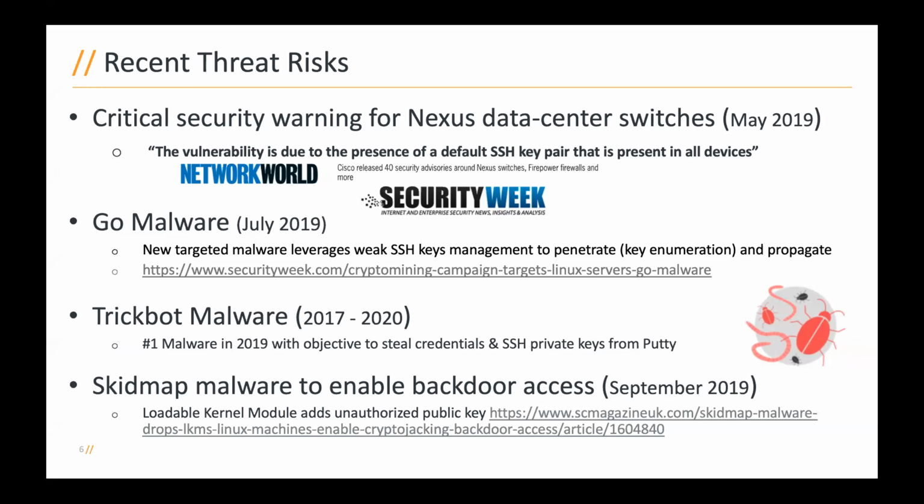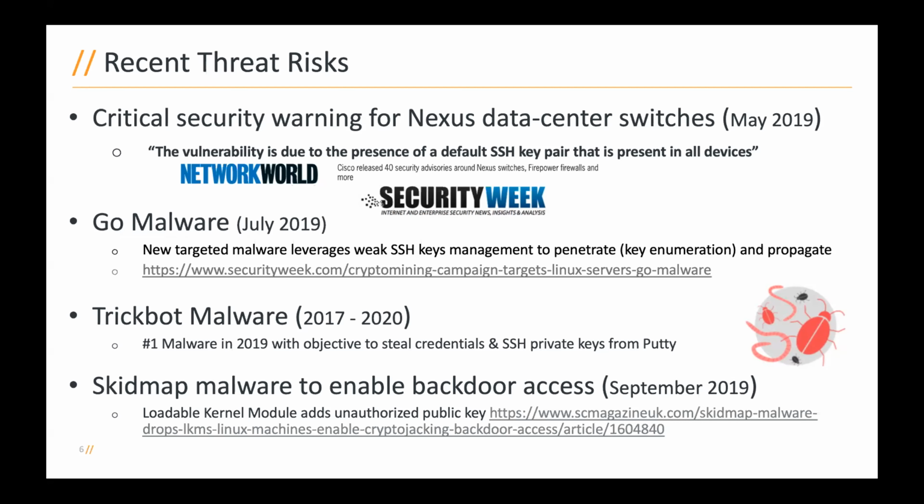TrickBot is trying to steal it, and SkidMap is doing the opposite. SkidMap is doing nothing else than installing keys, knowing that InfoSec teams don't have an inventory, and saying, oh, I will just install new keys. Now I enable a backdoor, and because no one is monitoring this, this may go on, and I have a full-time backdoor that can start using this. So these are real threats. And again, like I mentioned, TrickBot was one of the most popular or prevalent, I would say, malware in 2019.